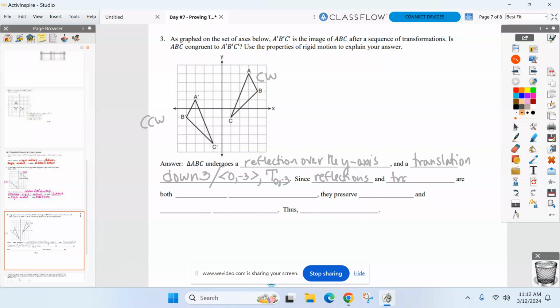All right, anyway, since reflections and translations are both rigid motions, and we know the rest here, they preserve distance and angle measure. Thus, triangle ABC is congruent to A prime B prime C prime.